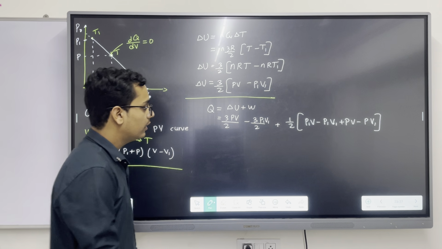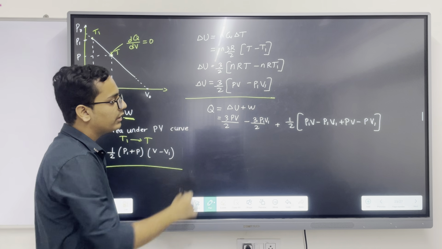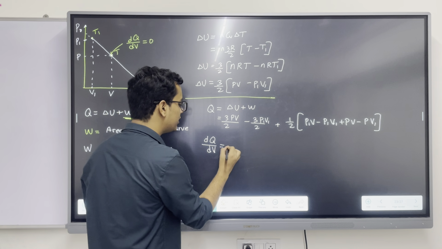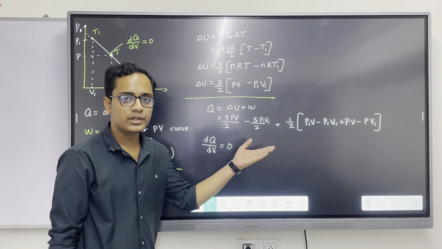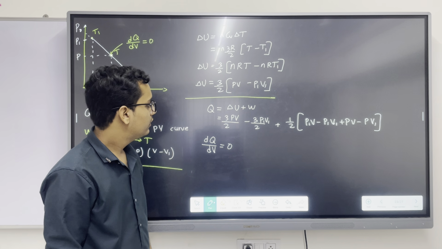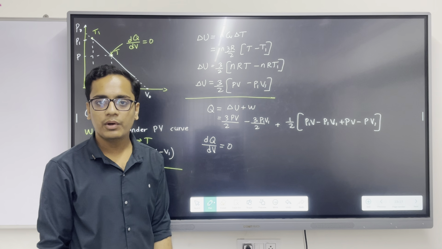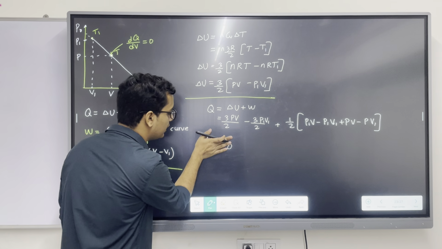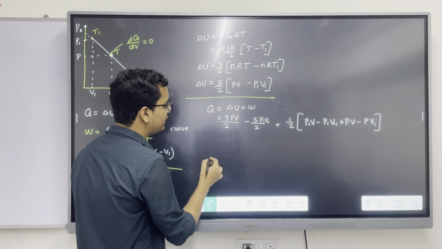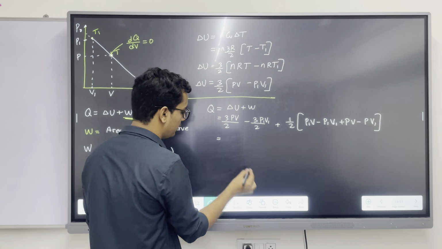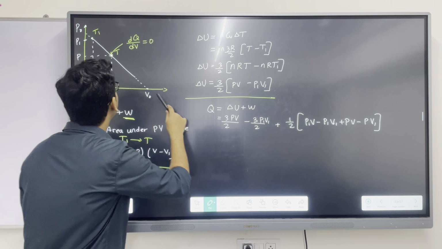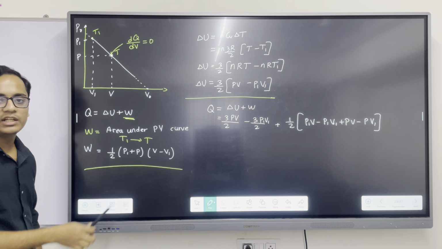Okay. This is the equation. You need to make dQ by dV equal to 0. But you can see so many unknown terms are here. You have to eliminate P somehow. You have to eliminate the pressure. So if you have to eliminate pressure, I will simplify this first of all.